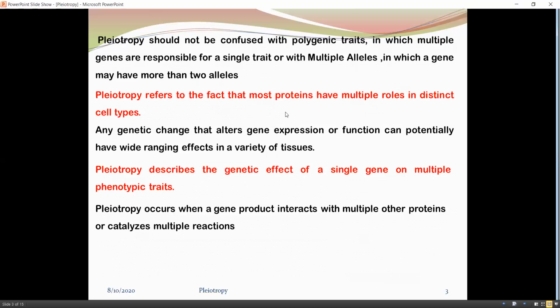Pleiotropy refers to the fact that most proteins have multiple roles in distinct cell types. Any genetic change that alters gene expression or function can potentially have wide-ranging effects in a variety of tissues. Pleiotropy describes the genetic effect of a single gene on multiple phenotypic traits. It occurs when a gene product interacts with multiple other proteins or catalyzes multiple reactions.